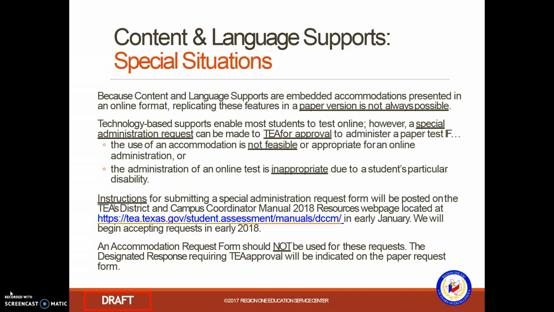Technology-based supports enable most students to test online. However, a special administration request can be made for TEA and must be approved. To administer a paper test with these, you need to show that the use of an accommodation is not feasible or appropriate for an online administration, or the administration of an online test is inappropriate due to the student's particular disability. The instructions for submitting this request are available in the TEA District and Campus Coordinator's Manual.